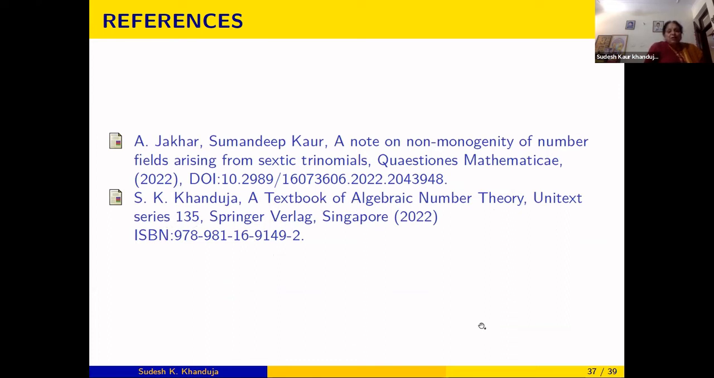And this book contains an appendix on field theory, and that appendix on field theory contains a section on valuations, which relates discrete valuation rings with discrete valuations. It's a very small section.